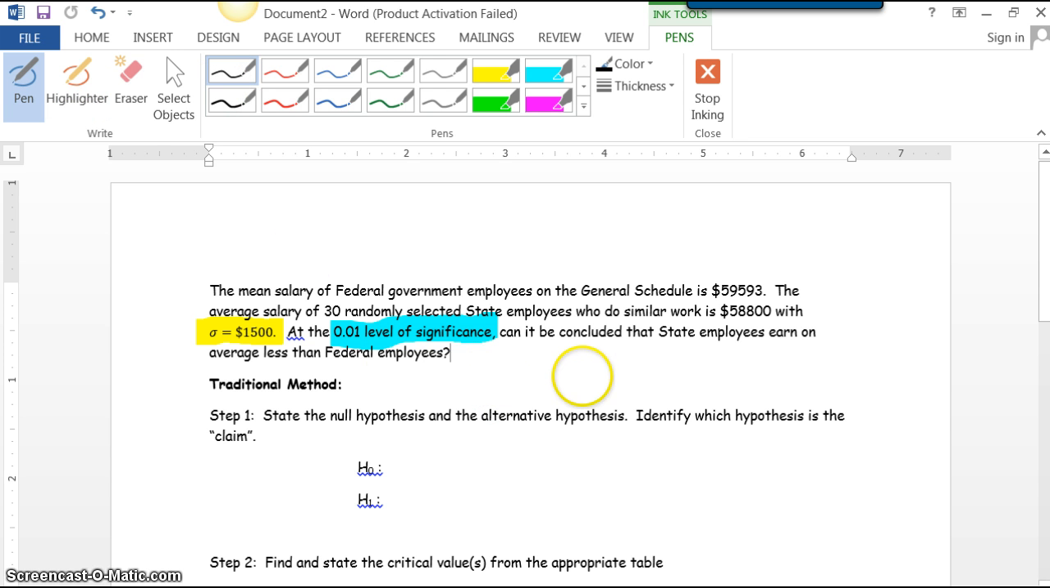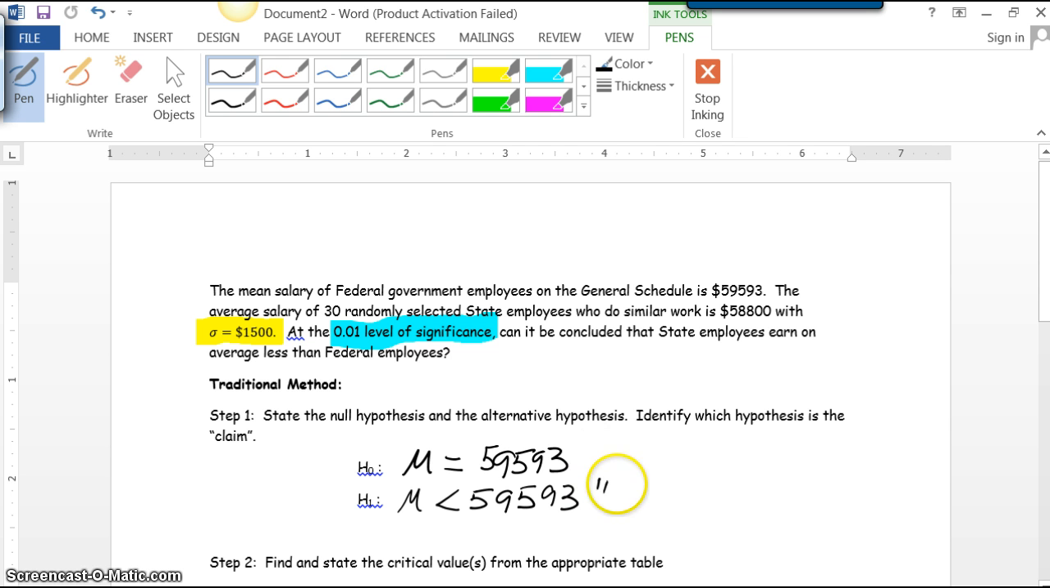Now, they want to know if state employees earn less than federal employees. So when I do the hypothesis, the null is going to be the equal to, because it's always an equal to. The null never varies from that. But the alternative is going to be less than, because they are trying to test if this is less than that, and that's what is being claimed.